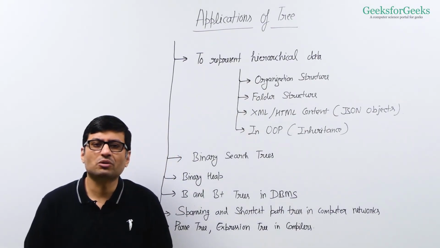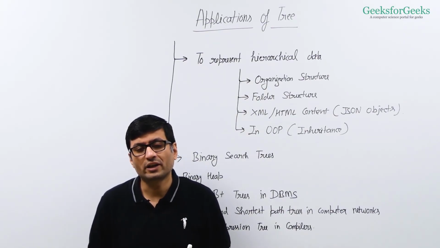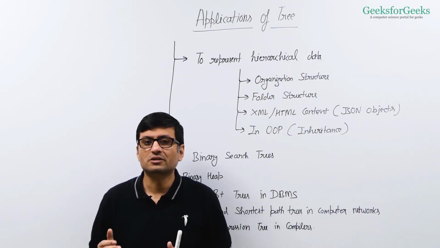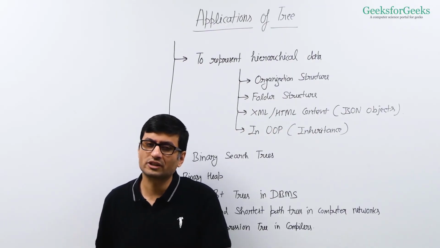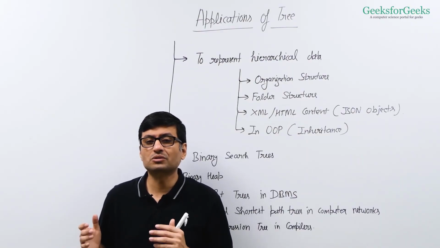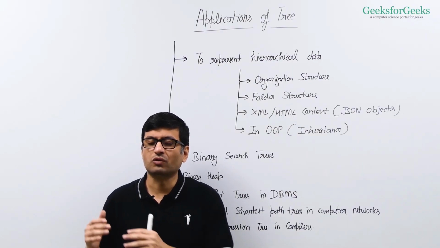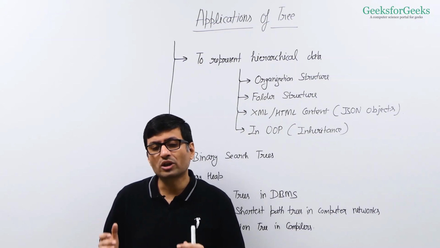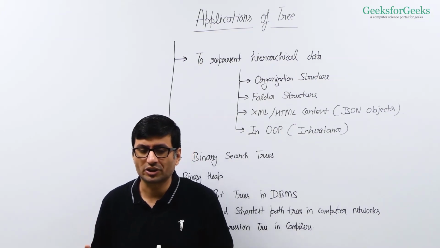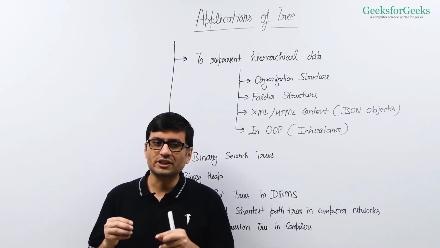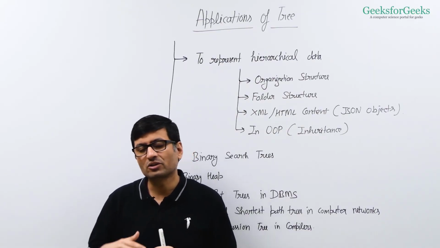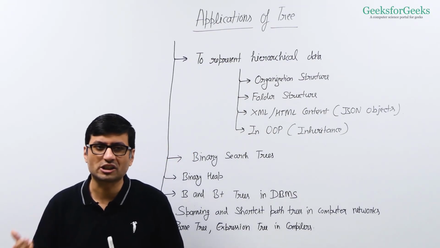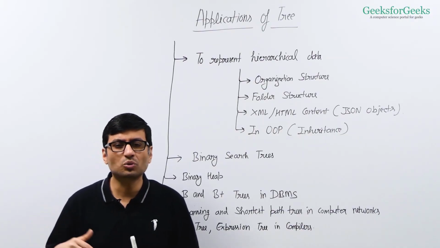In computer networks, we have spanning and shortest path trees. These trees are used in devices like bridges and routers respectively. Bridges use spanning tree to forward the packets, and routers use shortest path tree. So every router considers itself as the root of this tree and finds the shortest path to every other node and builds a shortest path tree, and that's how they route the data.